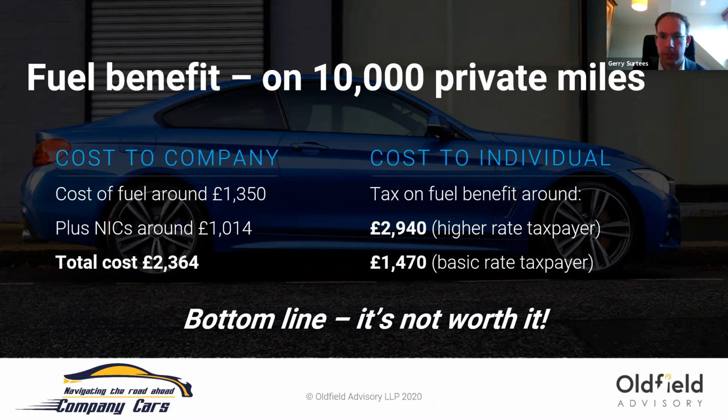If we say somebody does 10,000 private miles a year, what's the cost of the company providing that as a benefit? Well, the cost of the fuel might be in the region of about £1,350. Plus the company is also going to pay national insurance on the provision of that benefit. So the total cost to the company is somewhere around £2,300.